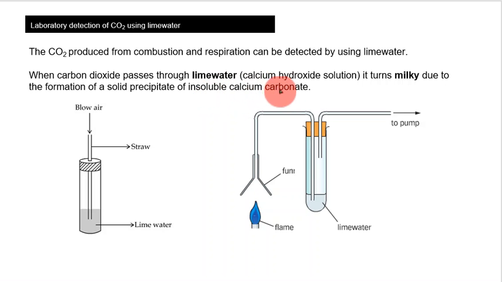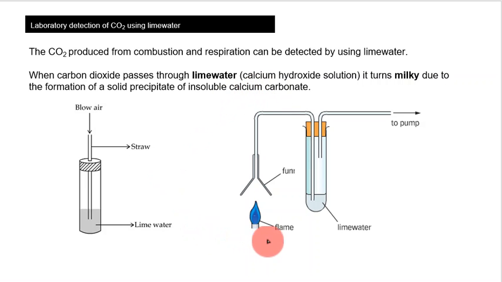This is the same calcium carbonate that organisms use to make their shells. With this simple setup, you put some lime water in, and if you blow through this, it will turn milky. The reason it's turning milky is because you're getting calcium carbonate formed.